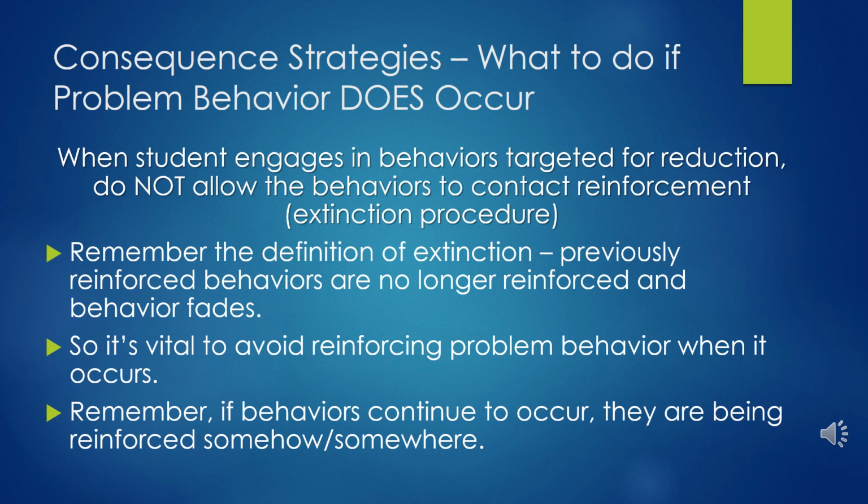So when a student engages in behaviors targeted for reduction, meaning the problem behavior, do not allow the behaviors to contact reinforcement. This is our extinction procedure. Remember the definition of extinction. A previously reinforced behavior is no longer reinforced, and then the behavior fades. So it's critical to avoid reinforcing problem behavior when it occurs. Remember, if a behavior is continuing to occur, it's being reinforced somehow, somewhere.